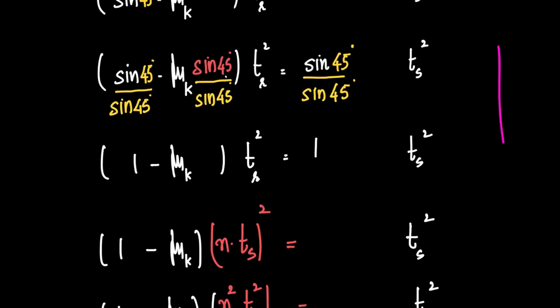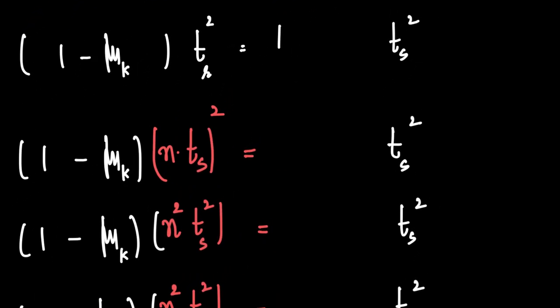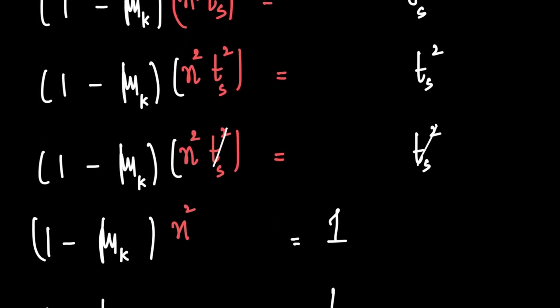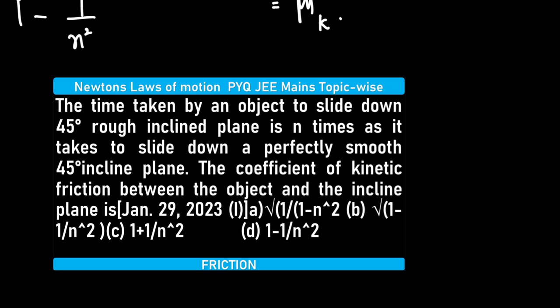But what else do we have from the question? The question also says that TR square is n times TS square, something that we discussed in the very first part of the question, right? So we can write that 1 minus mu k into TR square can be replaced with n into TS, the whole square. Now n into TS the whole square means n square TS square. Now we have TS square on both sides, so we can cancel out these two terms, right? Now we have 1 minus mu k into n square is equal to 1. Now this gives us 1 minus mu k is equal to 1 by n square. So if you transpose 1 by n square to the LHS, what we get is 1 minus 1 by n square is equal to mu k. And if you check the final answer, it is 1 minus 1 by n square.